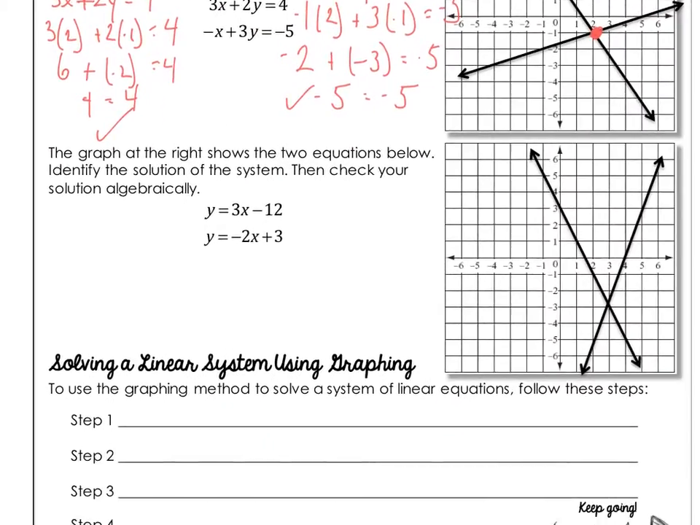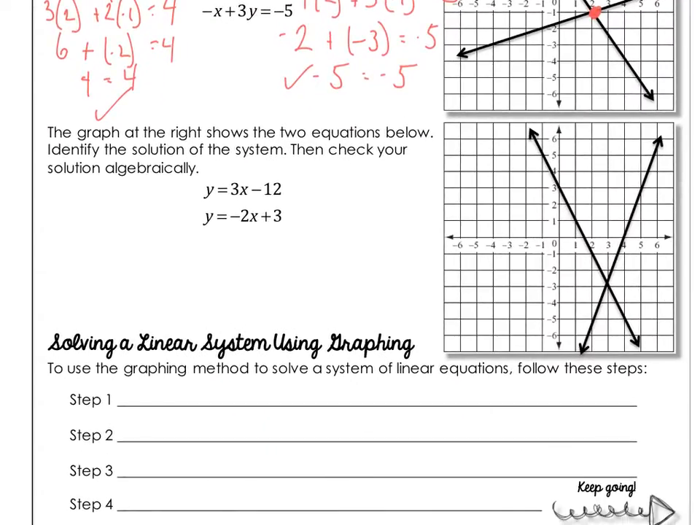All right, we've got another one here. If you want to try this one out and see, does this solution right here, this ordered pair, which I'll say is 3, -3, work in both of these? So go ahead and give it a pause and you can check it out. So here we go.